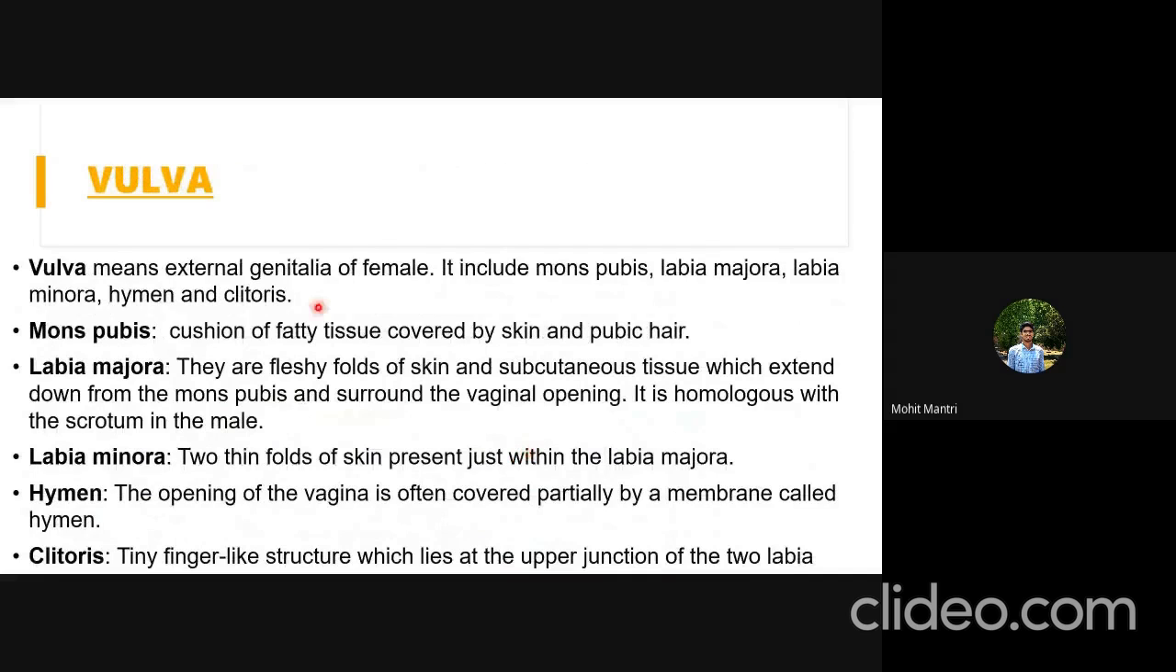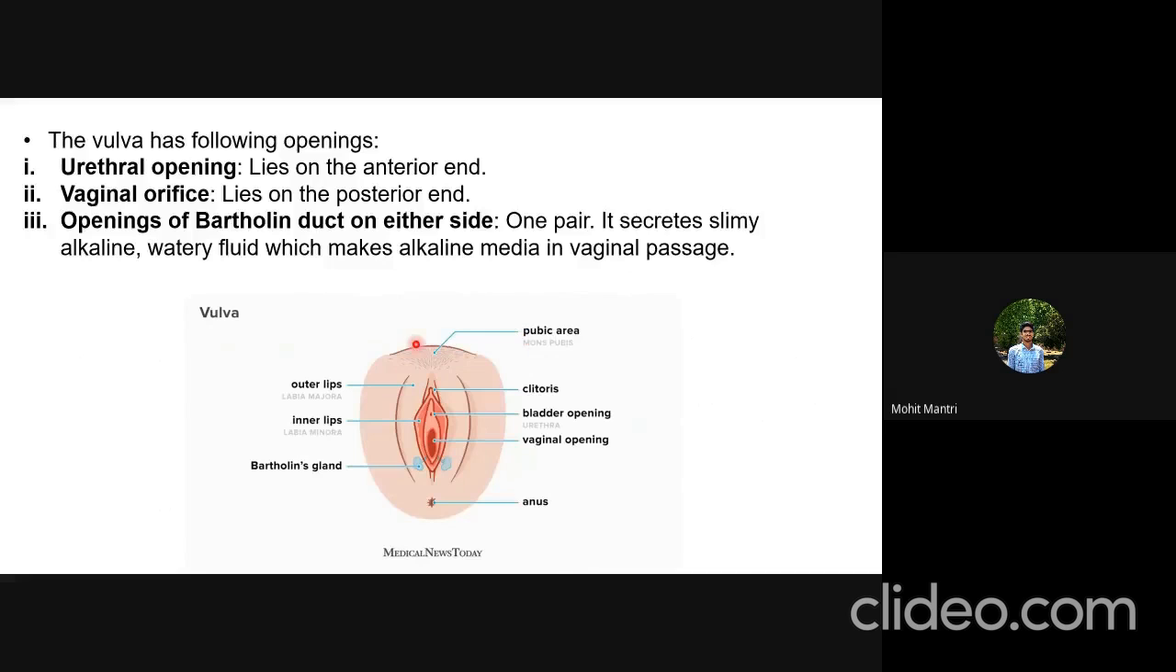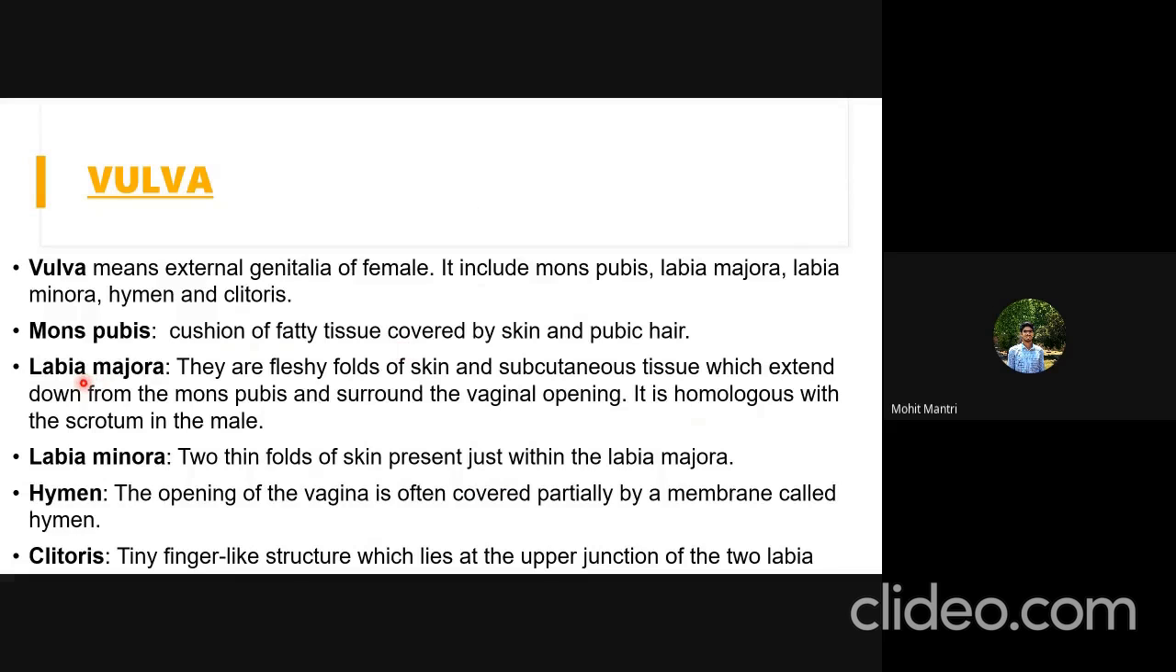Then comes the vulva, which is the external genitalia of the female, and it includes mons pubis, labia majora, labia minora, hymen, and clitoris. The mons pubis is a cushion of fatty tissue covered by skin and pubic hair. So this top region is known as the mons pubis, and it consists of fatty tissue. Then comes the labia majora. They are fleshy folds of skin and subcutaneous tissue which extend down from the mons pubis and surround the vaginal opening, and they are homologous to the scrotum in males.